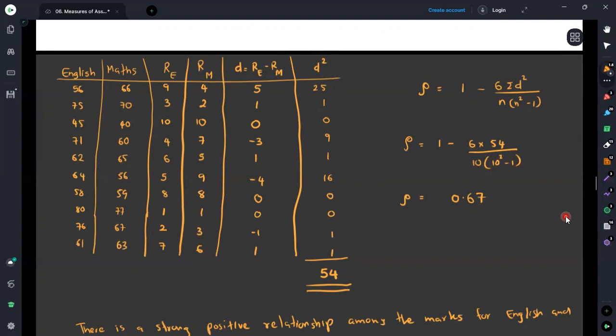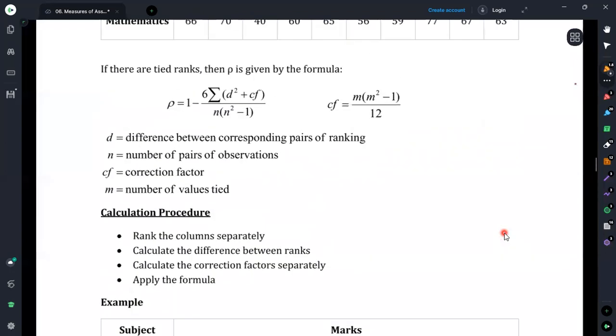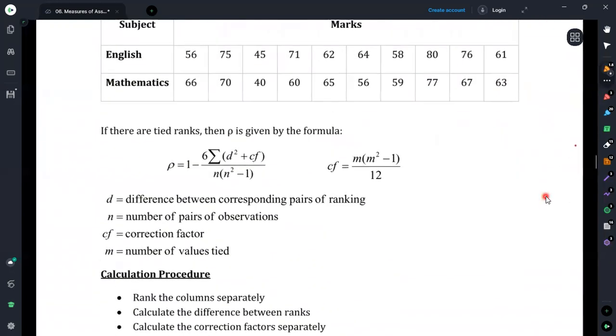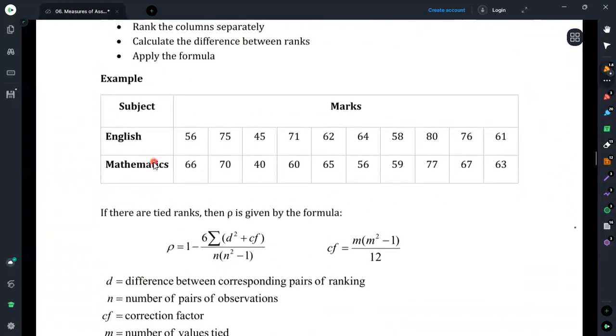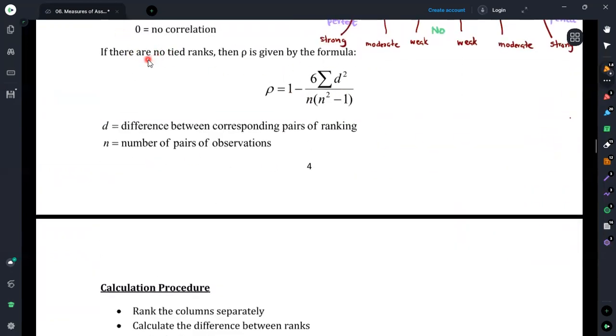Therefore, thereafter we can do the substitution, and accordingly we get the value for Spearman's rank correlation as 0.67. Thereafter, according to the scale that we have discussed previously, we can find out whether this calculated value falls in. Here it is a positive value 0.67 and falls into this region. Therefore, we can comment that there is a positive strong relationship between the marks for English and marks for mathematics.